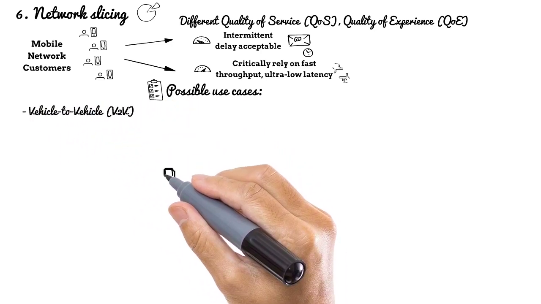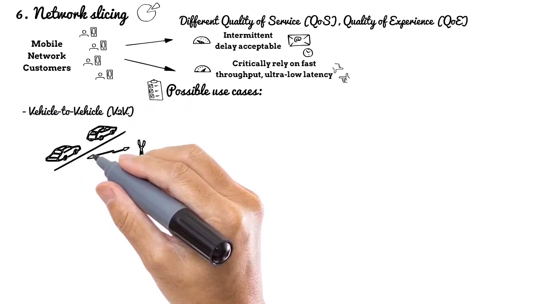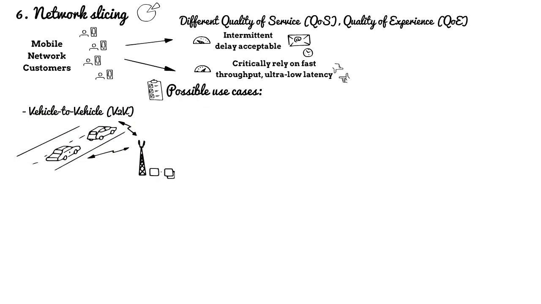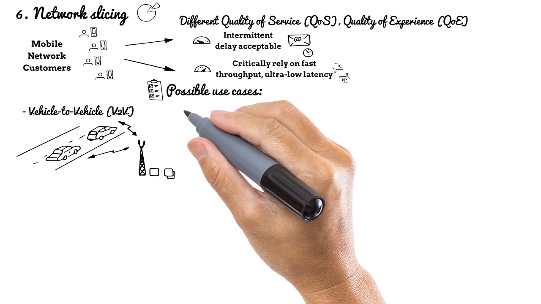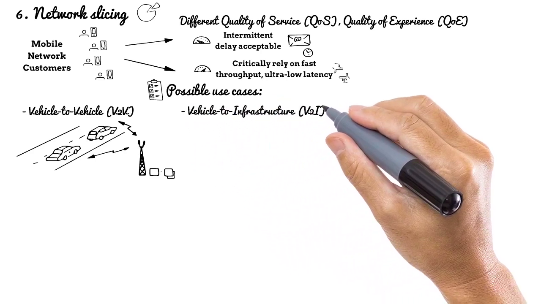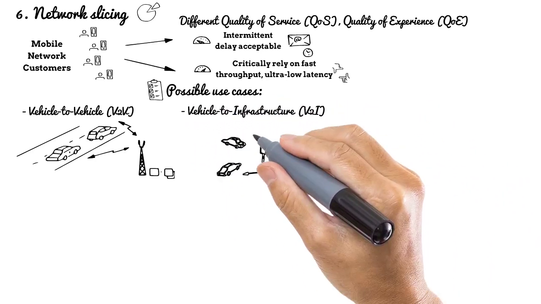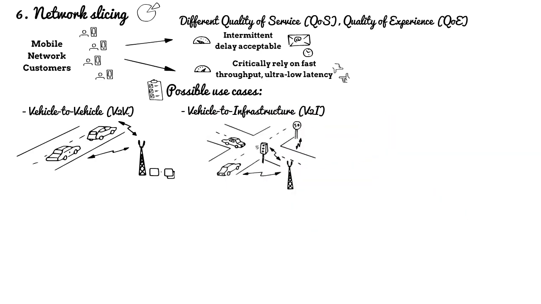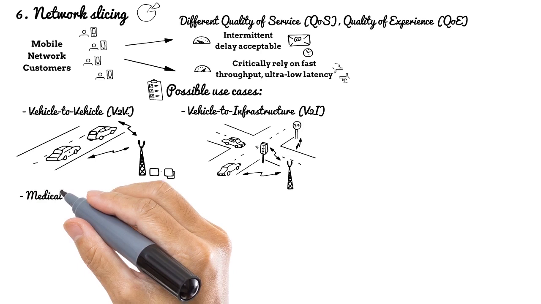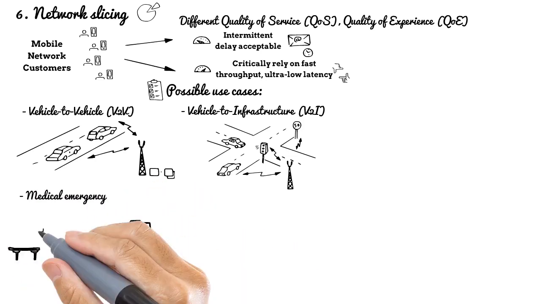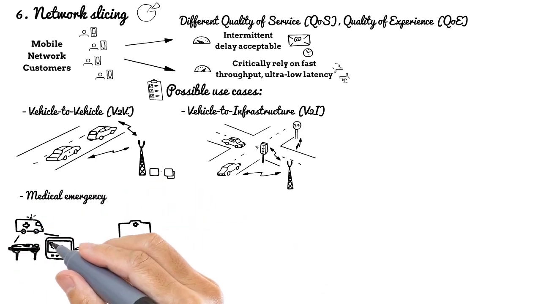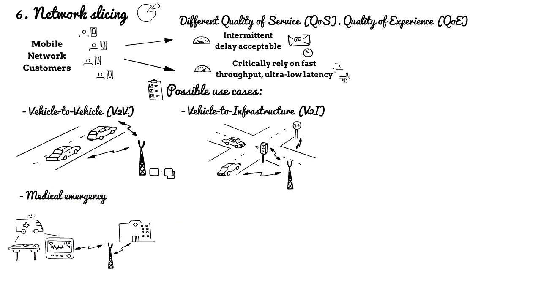Vehicle-to-vehicle, V2V communication, when vehicles can communicate with other vehicles around on a road and potentially prevent collisions at high speed. Vehicle-to-infrastructure, V2I, when vehicles can receive over-the-air information about traffic lights or speed signs to help avoid accidents. Medical emergency, when a patient's body indicators like pulse, blood pressure, and breathing characteristics need to be constantly sent from an emergency vehicle to the emergency room on the way to the hospital.